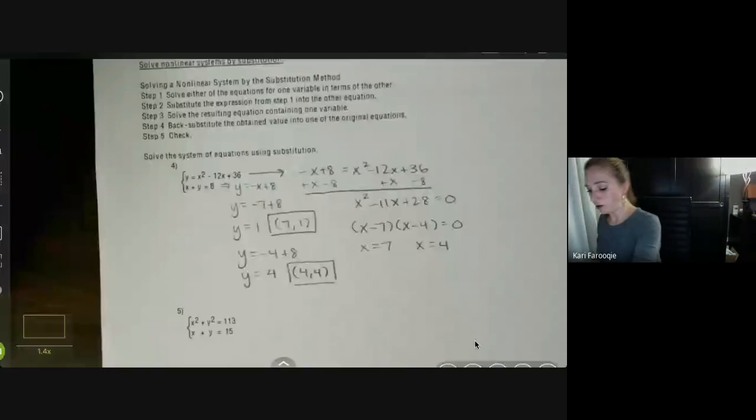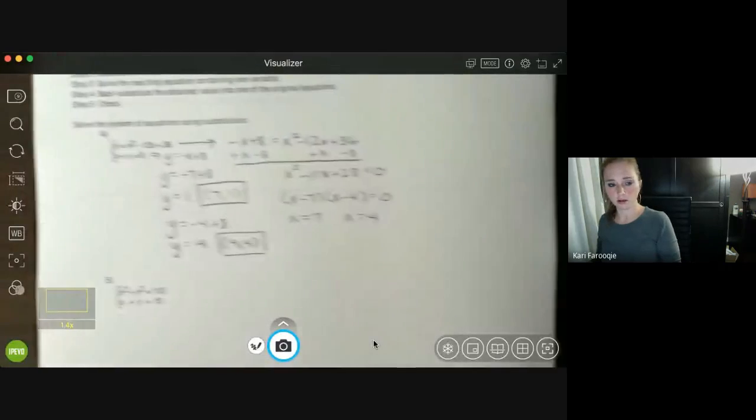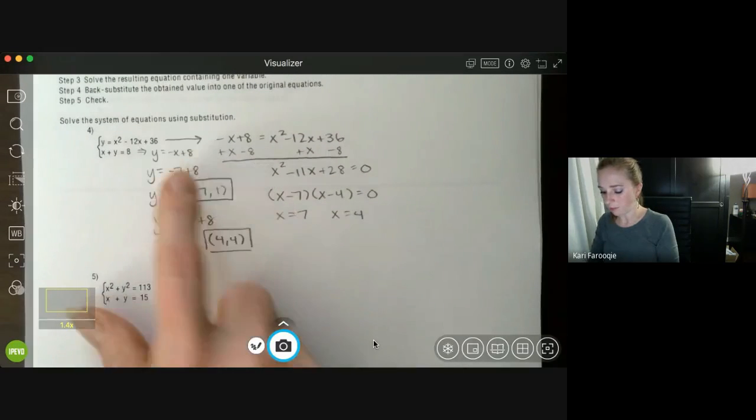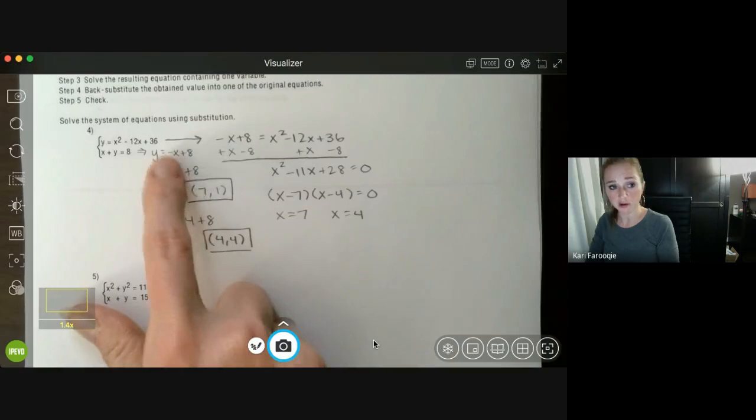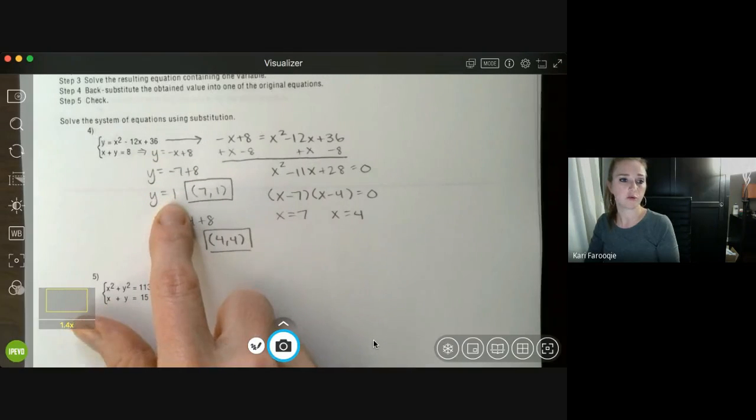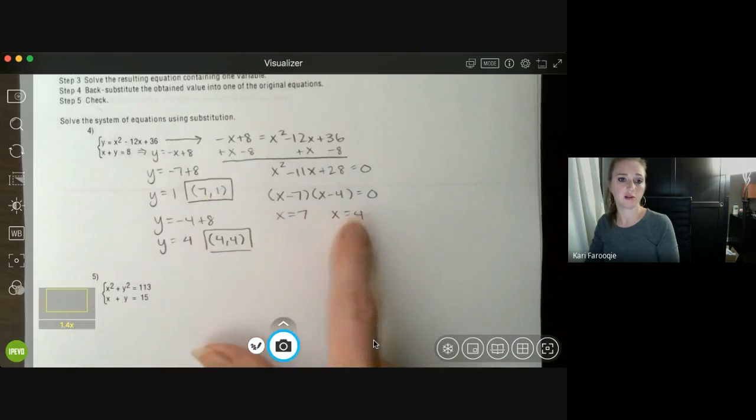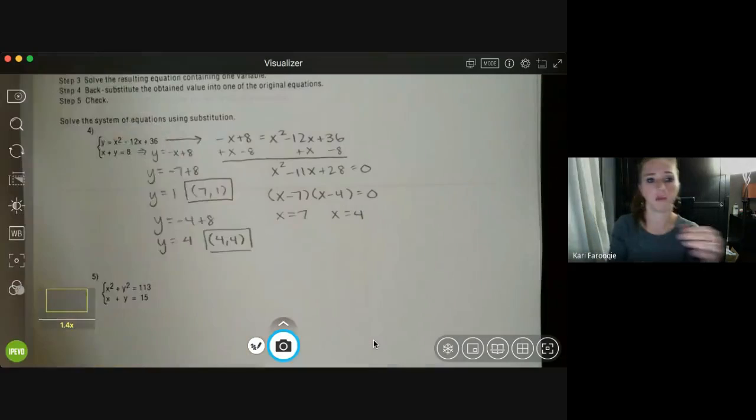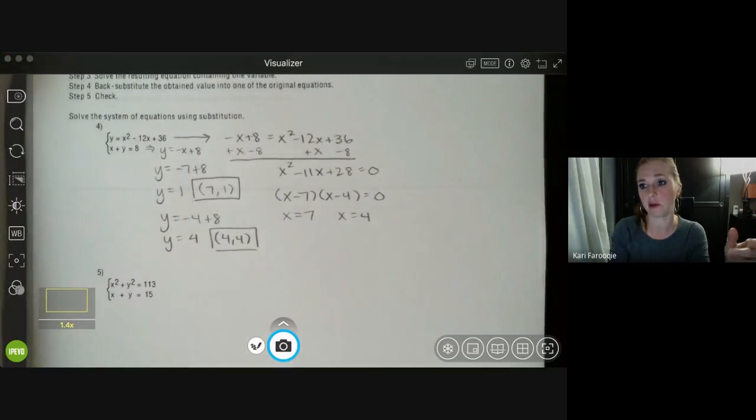Okay, so I know the 7 goes with the 1 because when I used x equals 7 from when I solved this system, and I back substituted it into the other equation, I ended up getting a value of y equals 1. So that's how I know the 1 goes with the 7. And then when I back substituted a value of 4, I ended up getting also a 4 to pop out. That's how I know that they go together.